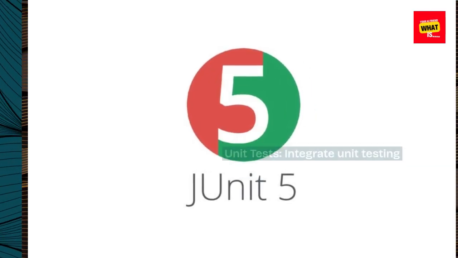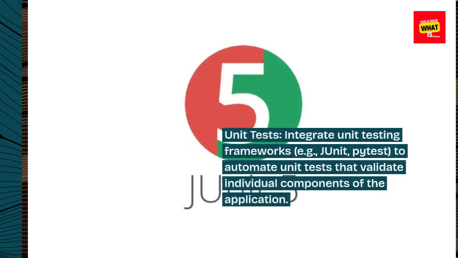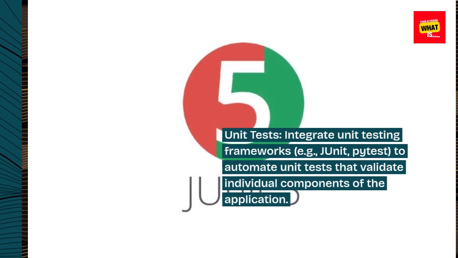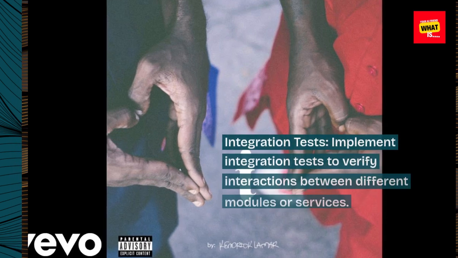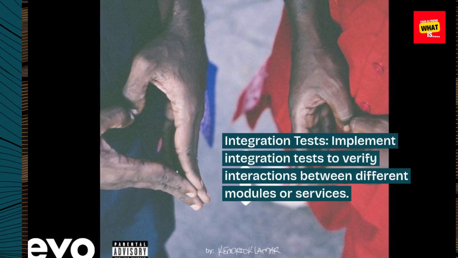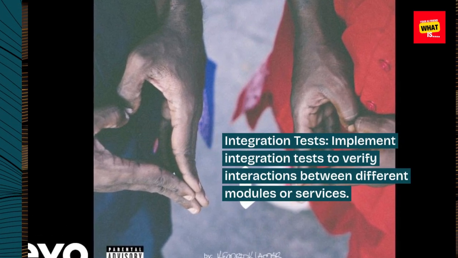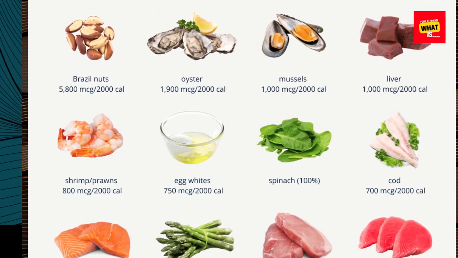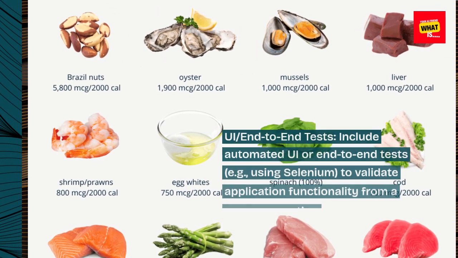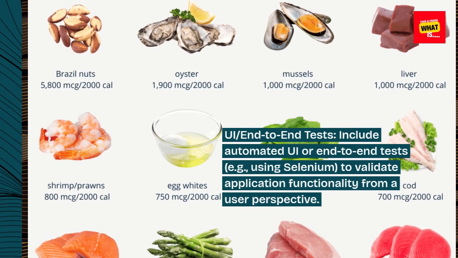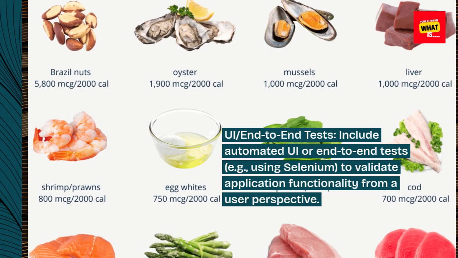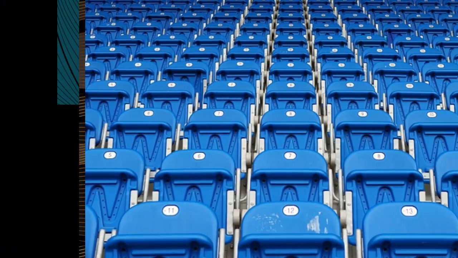4. Automated testing. Unit tests. Integrate unit testing frameworks, e.g., JUnit, PyTest, to automate unit tests that validate individual components of the application. Integration tests. Implement integration tests to verify interactions between different modules or services.